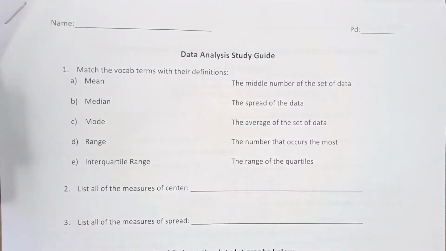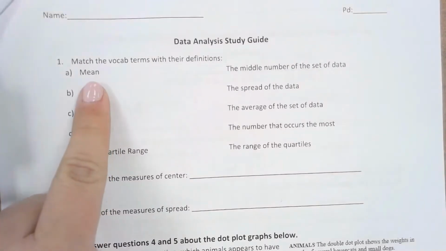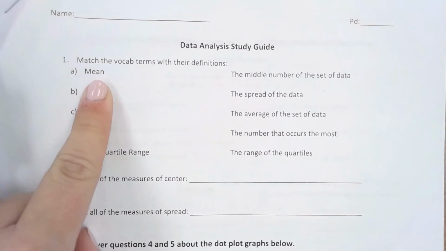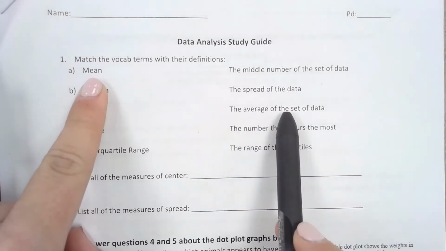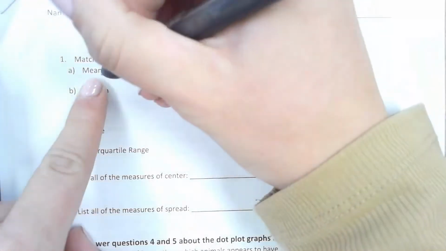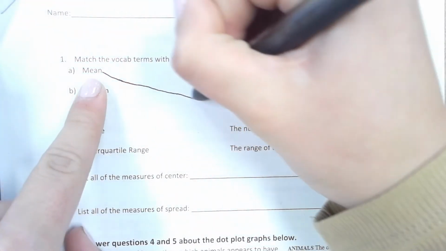Hello, today we are going to go through our data analysis study guide. So the first part here says to match the vocab terms with their definitions. The first word here that I see is mean. Remember, the mean is just taking the average of the set of numbers. So I see the average of the set of data right here. I'm just going to draw a line connecting those two.